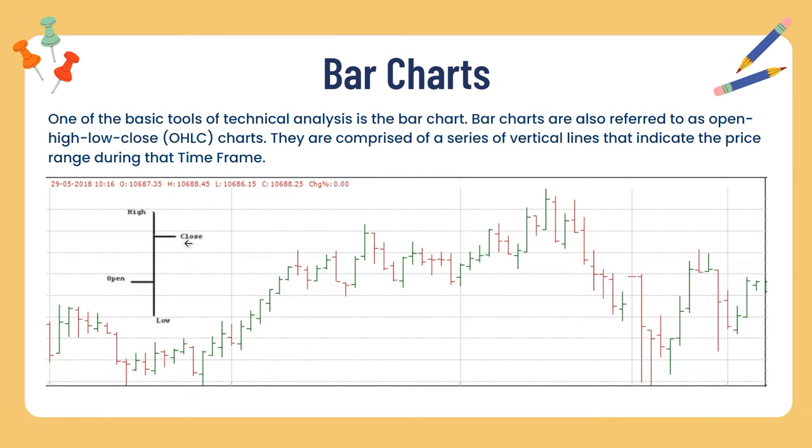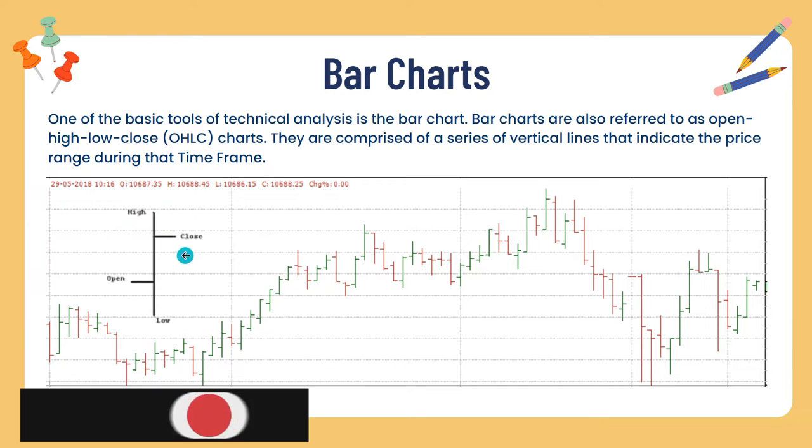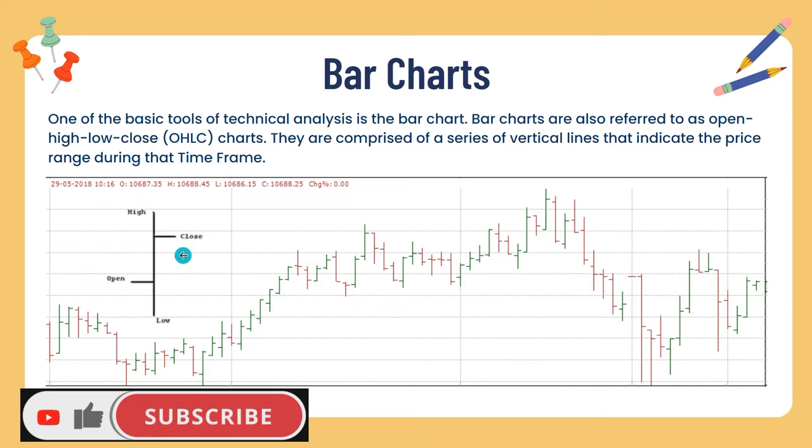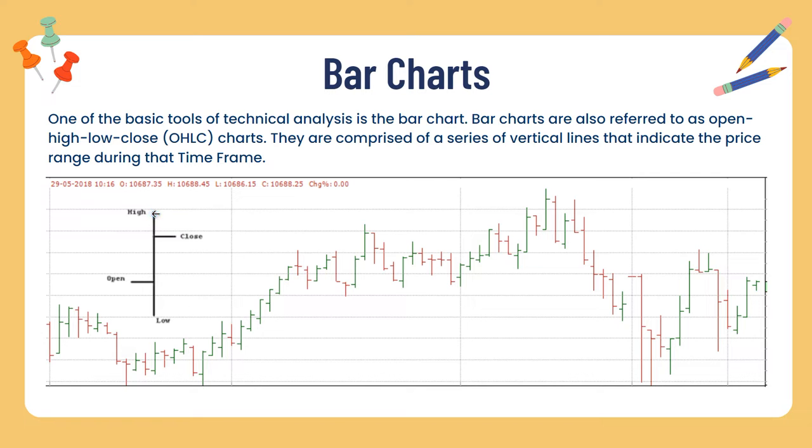Second one is the bar chart. A bar chart is quite similar to a line chart. However, it offers much more information. Instead of a dot, each plot point in the graph is represented by a vertical line. This line has two horizontal lines extending from both sides. The top part of the vertical line represents the highest price at which the stock traded during the day. Similarly, the lower part represents the lowest traded price.